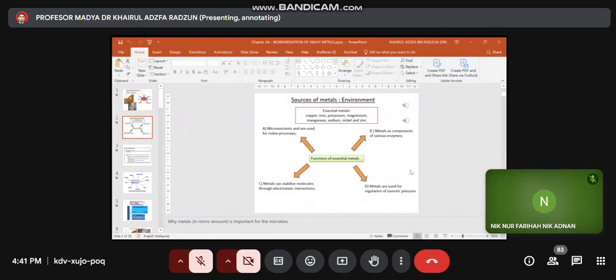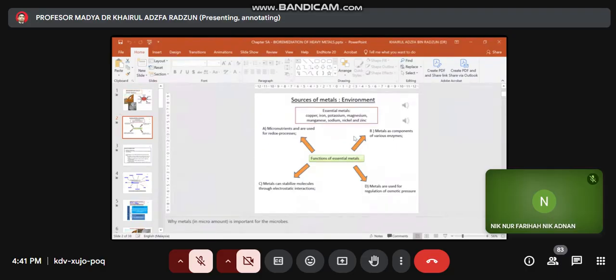living. So when we talk about the function of the essential metals, the first one, A, is the normal process that is conducted within the cell of the microbe, which is the redox process, and these essential metals, the ones I've listed from copper to zinc, are called micronutrients. Why are they called micronutrients? Because they are needed only in a small amount. We call it trace amount, or we can say it in micromolar or microgram amounts. So that's why they are called micronutrients.